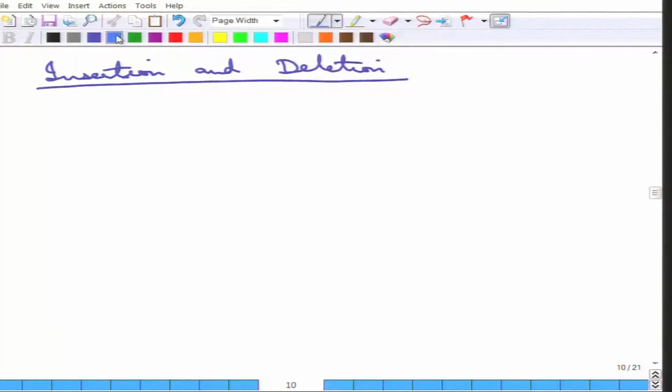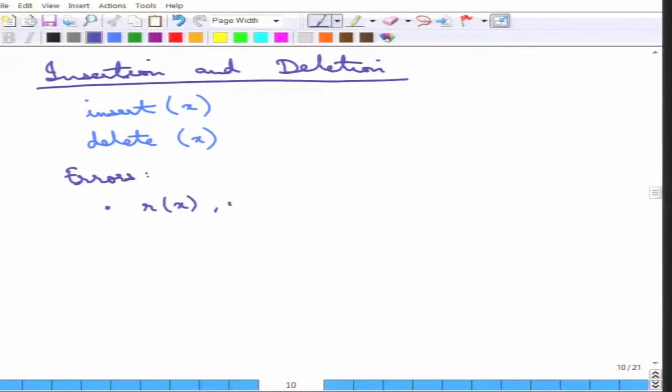For a data item x, there are 2 operations that we need to worry about: insert x and delete x. Insert x means this x is newly inserted into whatever place it belongs to, and delete x means it is deleted. So let us summarize the logical errors that can happen due to insertion and deletion. There can be a read of x or write of x before insert x has taken place. So one transaction wants to read or write x, but the other transaction which is supposed to insert it has not yet done so. That's of course an error.